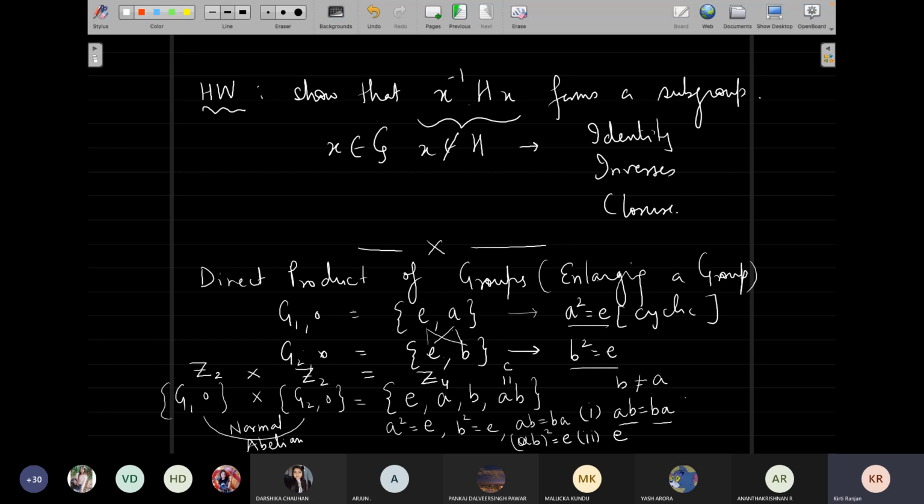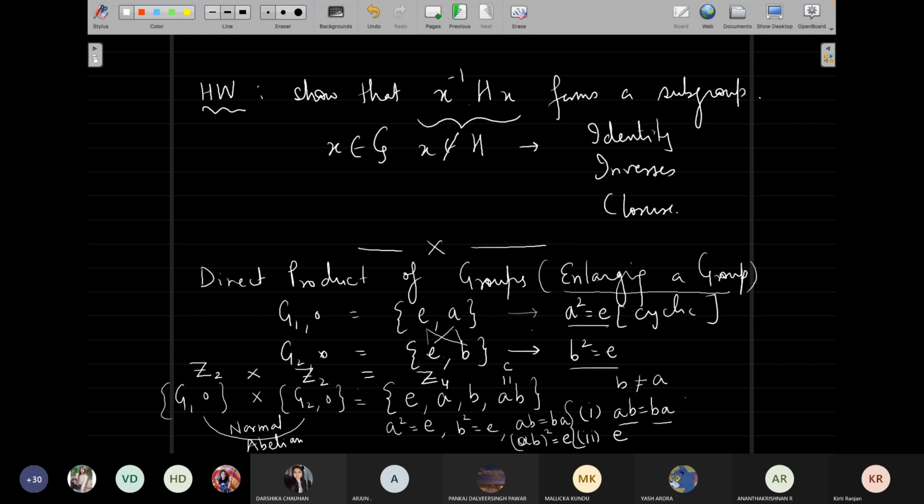What I am opening here is that we can think about enlarging a group by taking the direct product of groups. Now, a direct product of groups is possible if the identity element is the only common element between the two groups and the elements satisfy AB equal to BA, that is, the elements are commutative in nature. Whenever these two conditions are met, you can enlarge the group in a very simple manner.